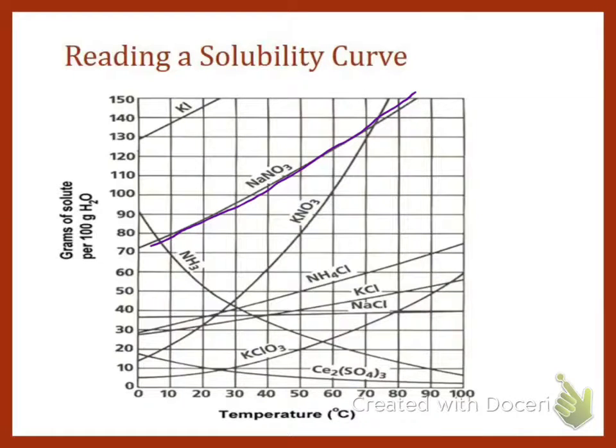If I asked you about a value that fell underneath the line, for instance at 40 degrees, if I asked you about 90 right here, that would be unsaturated because I could add more solute until I got to this line. If I asked you the same thing at 40 degrees and I said it was 130 up here, that would be supersaturated. Okay? So on the line, saturated; below it, unsaturated; above it, supersaturated.